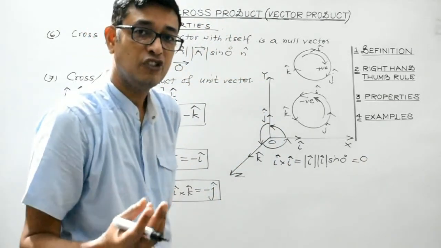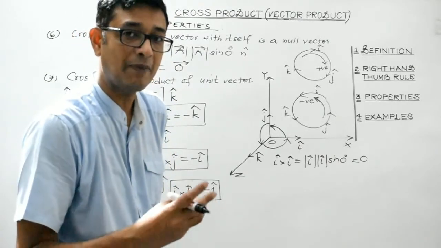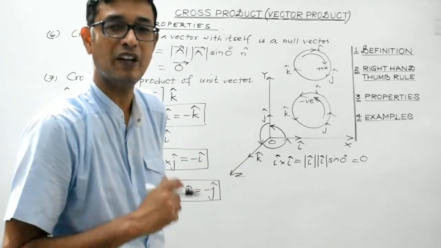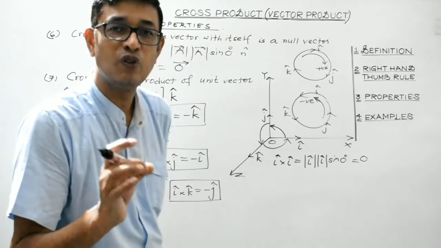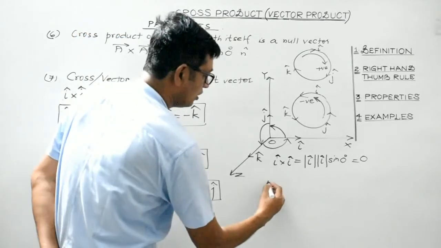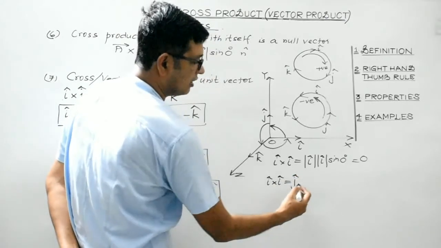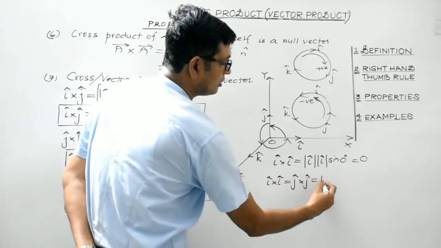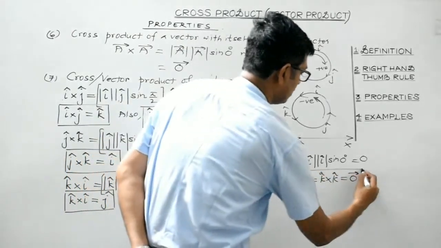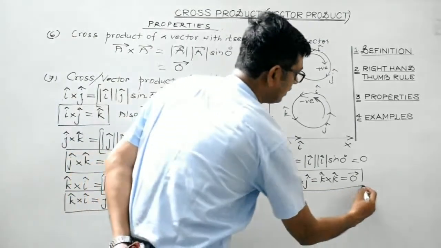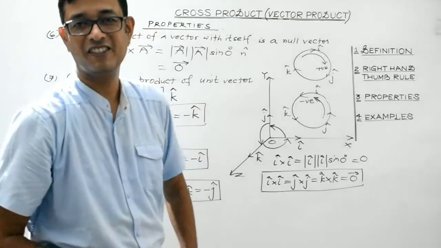In a similar manner, j cap cross j cap will also be equal to a null vector. Accordingly, k cap cross k cap will also be equal to a null vector. The cross product of a vector with itself is always a null vector. Therefore, this is a very important result which we can conclude: i cross i is equal to j cross j is equal to k cross k, each is equal to a null vector. So these are some very important results of the cross product of unit vectors.